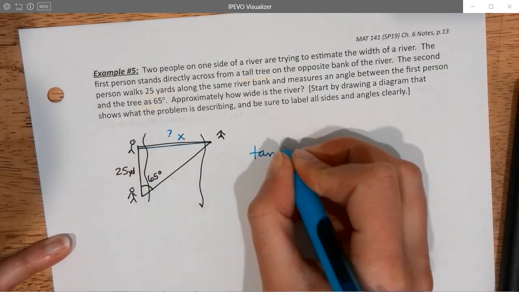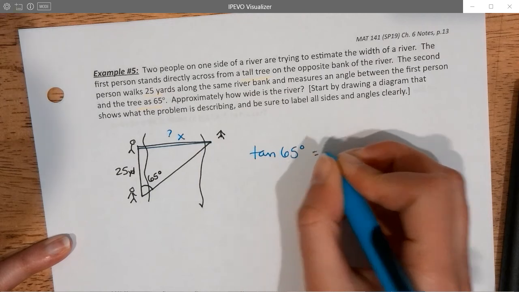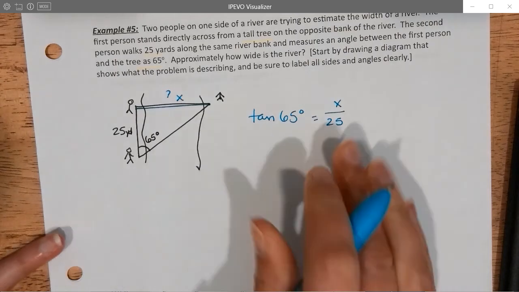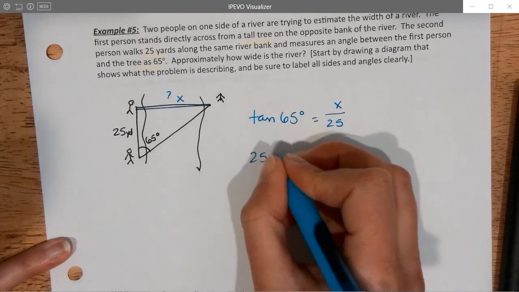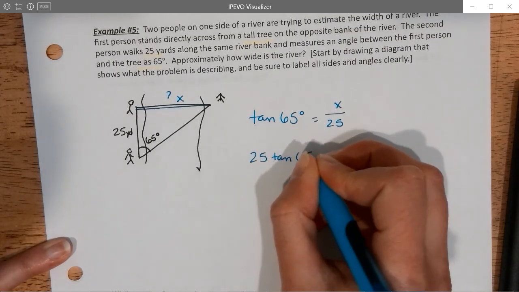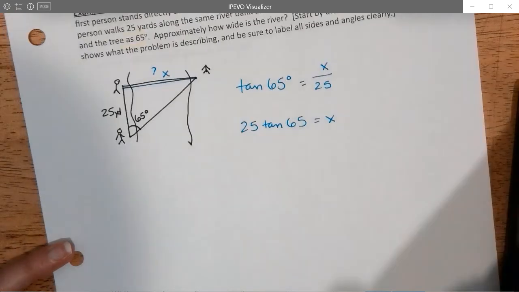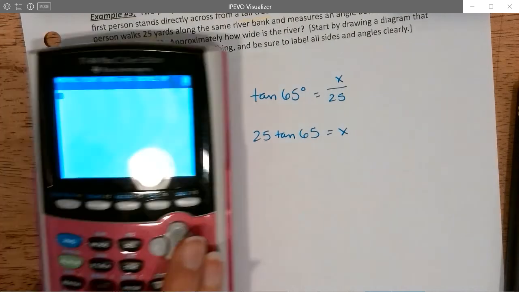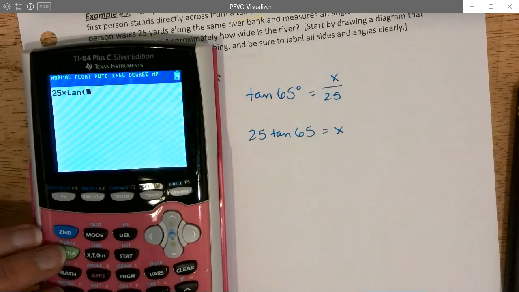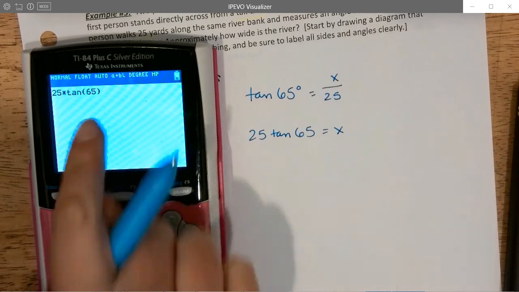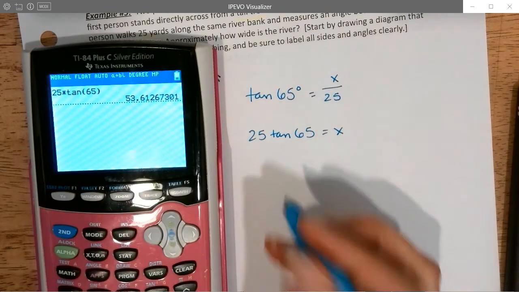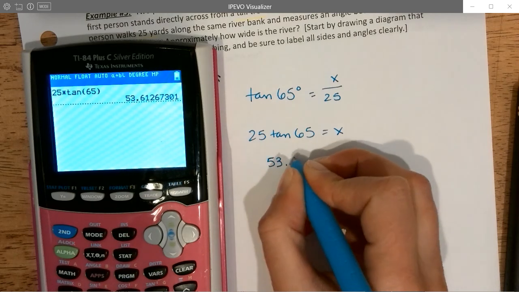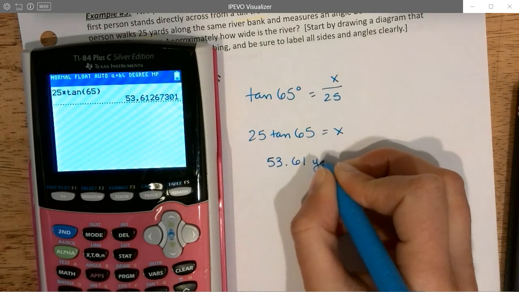So the tangent of 65 degrees is going to be equal to the opposite x over the adjacent, which is 25. If I multiply both sides by 25, 25 times the tangent of 65 is equal to x, and we can find x, that side, just by multiplying those two things together. Okay, so 25 times the tangent of 65, it's not a 30, 60, 90, it's just a 65, so I'm just going to use 65 as such. So that gives us 53.61 yards for x.